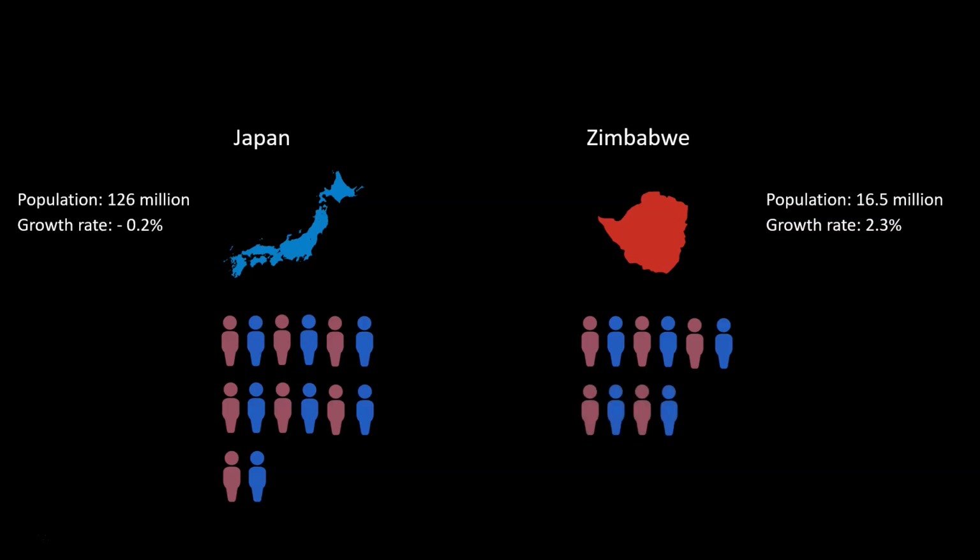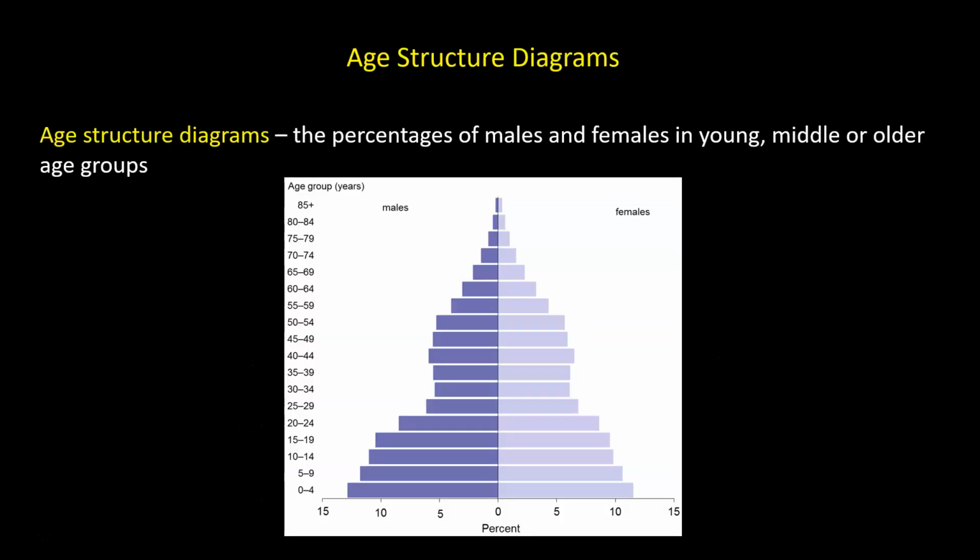While population size and growth rate might give you a snapshot of what is currently happening in a country's population, it might not give all the details that you want. In order to piece together the population puzzle in a graphic way, population scientists use age structure diagrams. Age structure diagrams show the percentage of males and females in the young, middle, and older age groups.